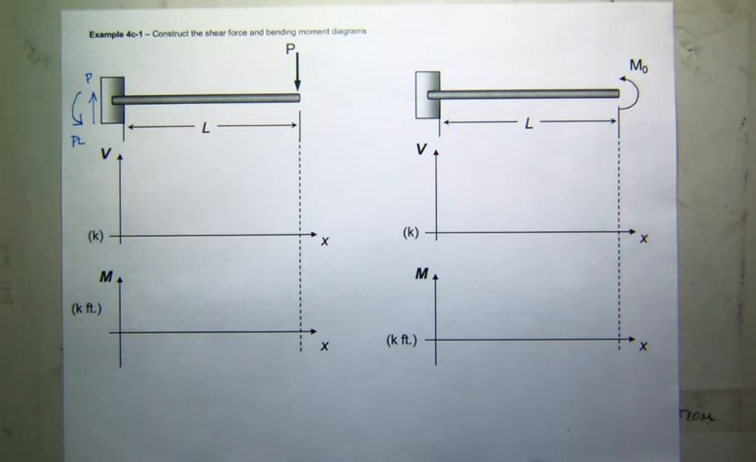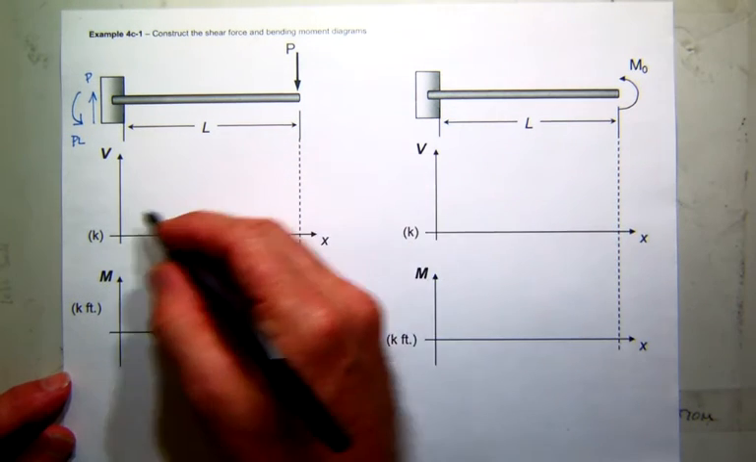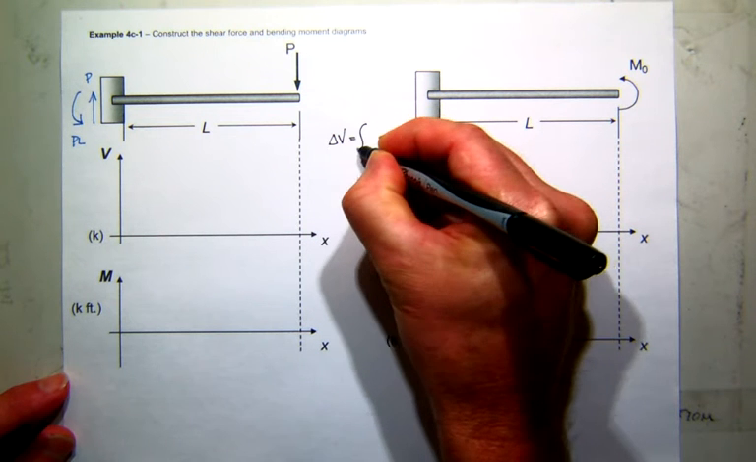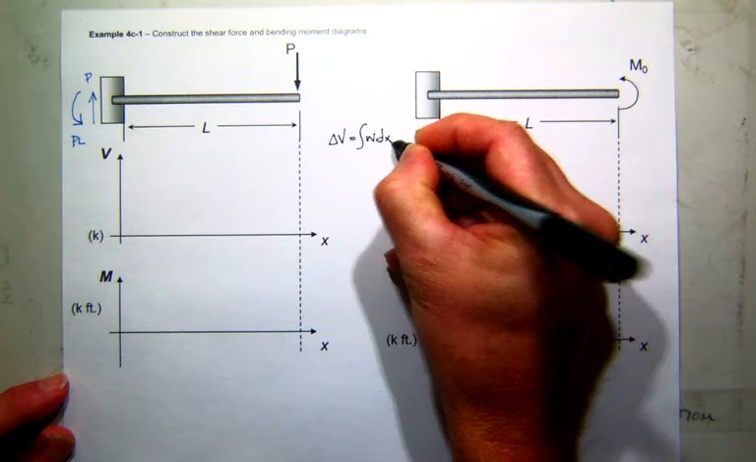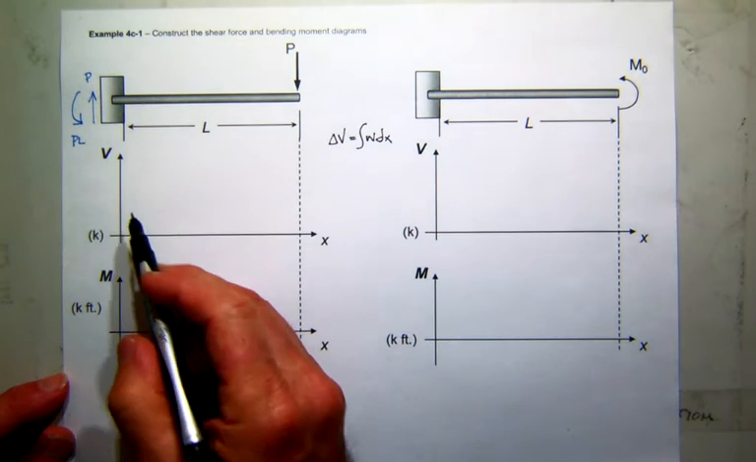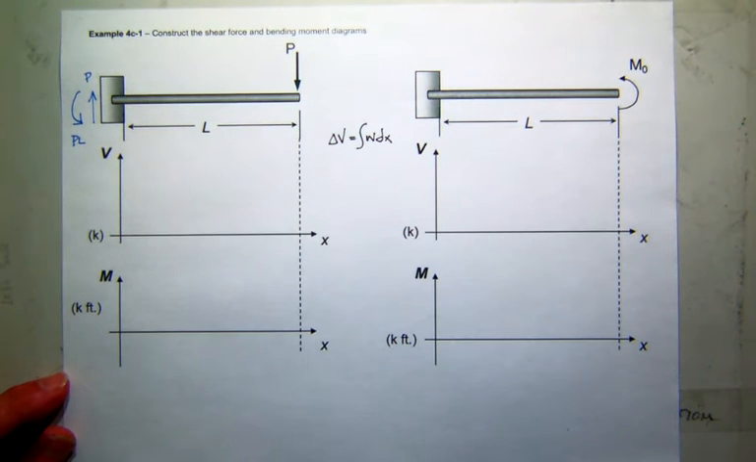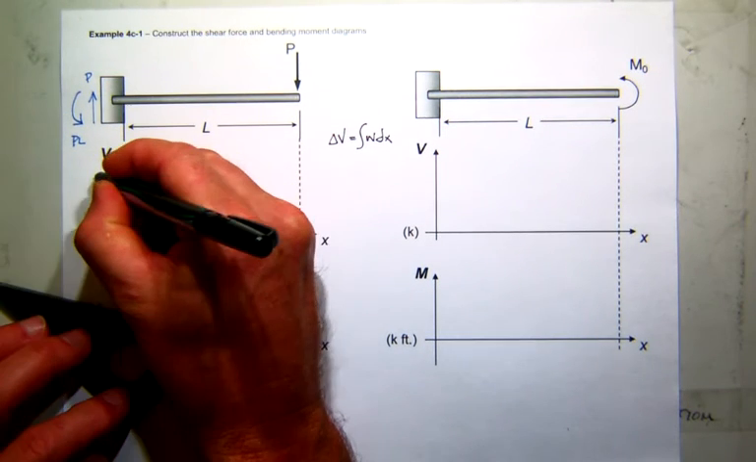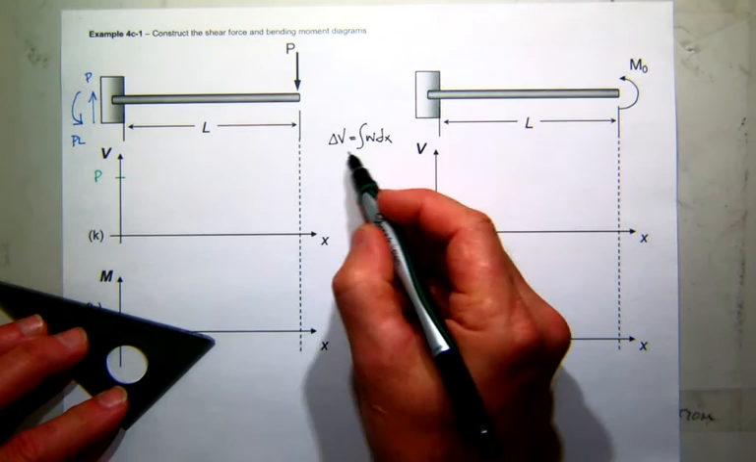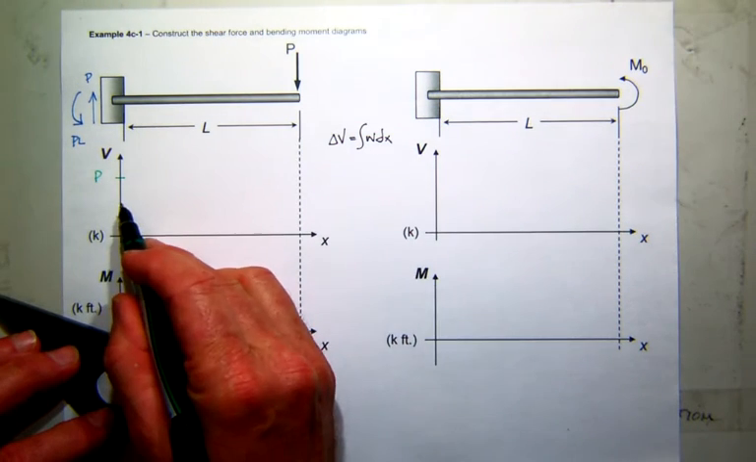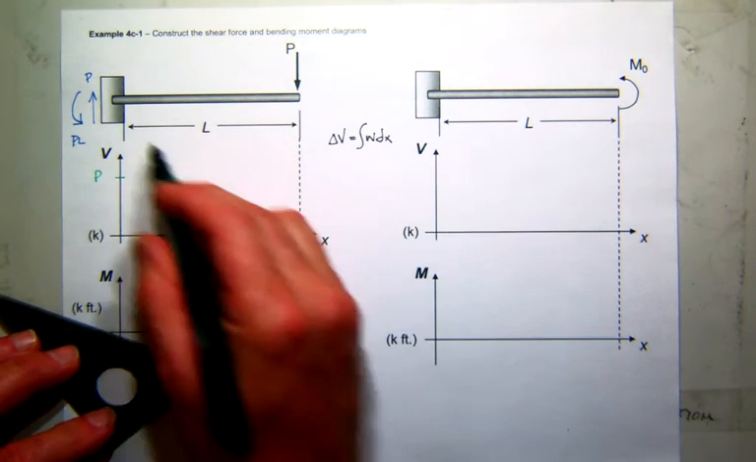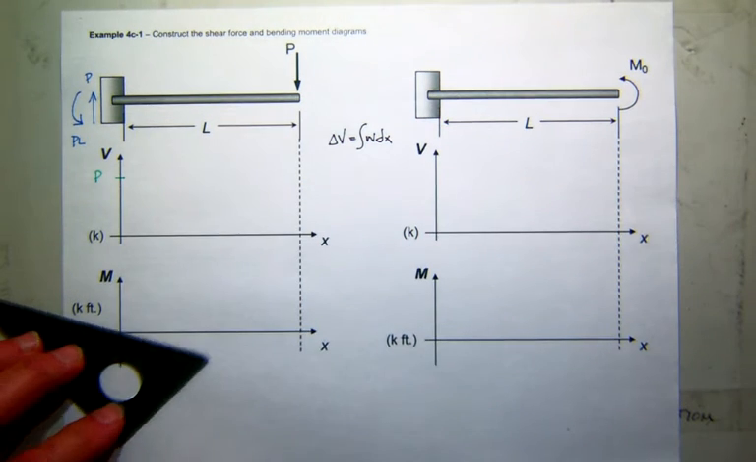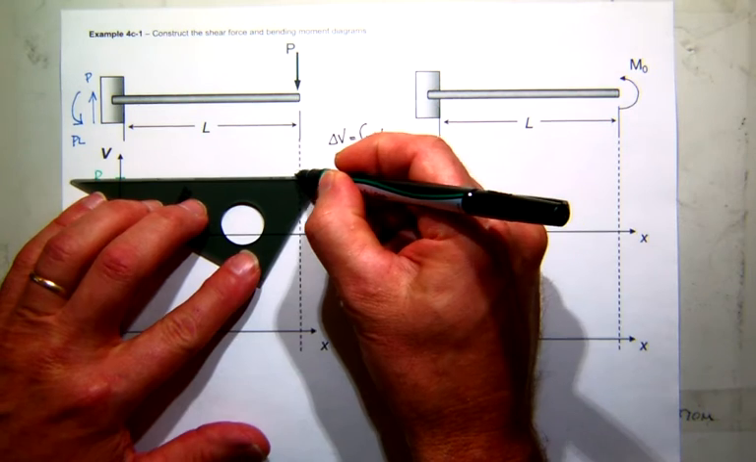So let's do the parts. Remember, the first one we like to look at is that the change in shear is the area under the load curve. So what am I going to start my shear force with? Positive P. The change in shear from 0 to L is the area under the load curve. What's the area under the load curve? 0. So that means I should end with a value of P.